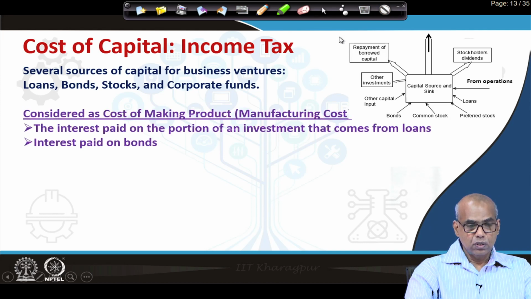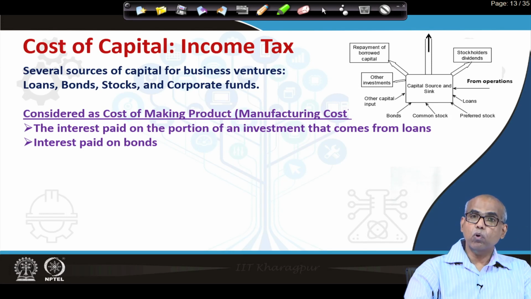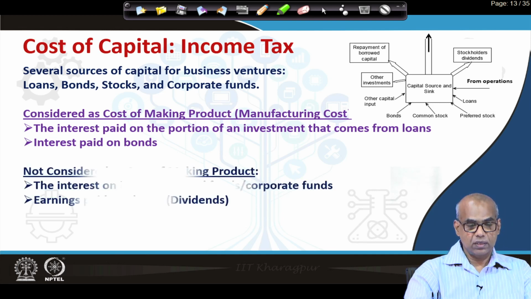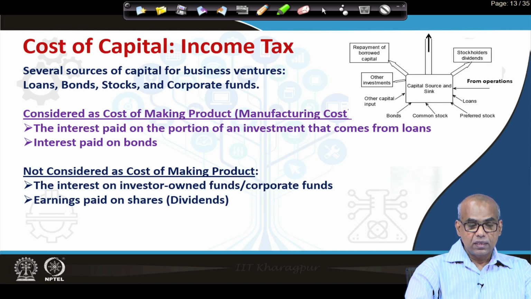Now, not all costs are considered as cost for making product or manufacturing cost. For example, the interest paid on the portion of an investment that comes from loans, that means interest paid on loans and the interest paid on bonds, are considered as part of manufacturing cost. So, they are considered as cost of making product, but the interest on investor owned funds or corporate funds, earnings paid on shares and dividends are not considered as cost of making product.